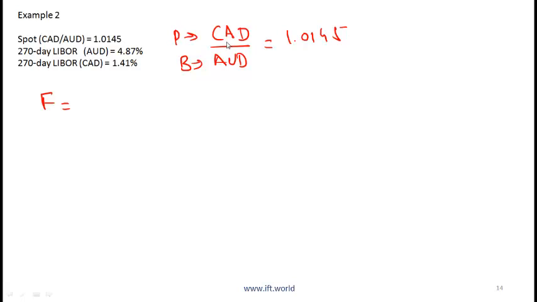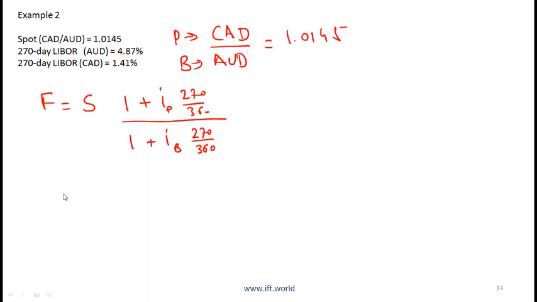So essentially we are saying that 1 Australian dollar is worth 1.0145 Canadian dollars. So let's just write down the covered interest rate parity relationship, which says that the forward rate is the spot rate into 1 plus interest rate in the price currency adjusted by 270 over 360, because we are looking at a 270-day forward contract, and this is divided by 1 plus interest rate in the base currency into 270 over 360.